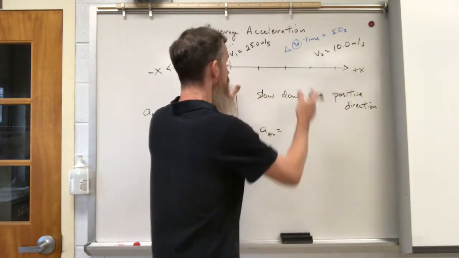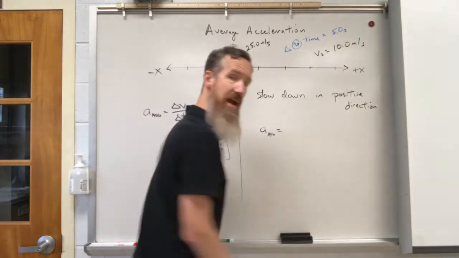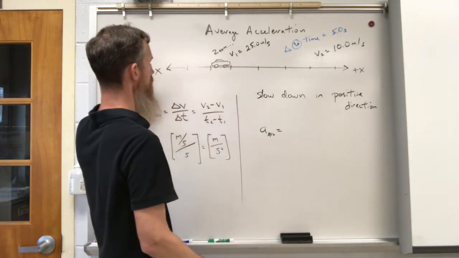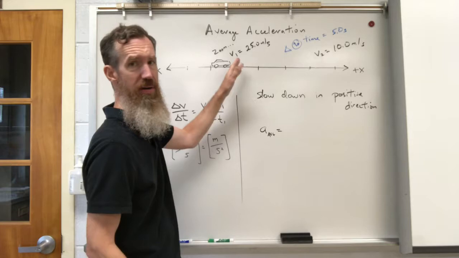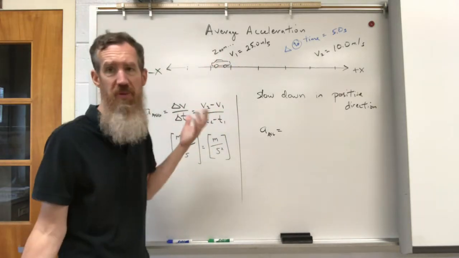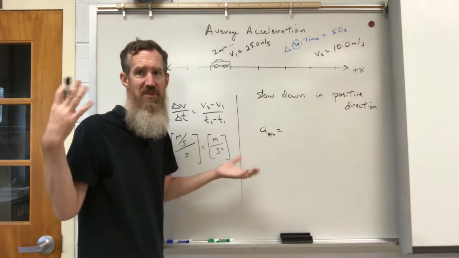Now, there could be tons of motion before and after this analysis, right? This car could have been traveling at 25 meters per second up to this point. It could have been slowing down. It could have sped up. We don't know. We don't care. The analysis for this particular problem doesn't look at that.